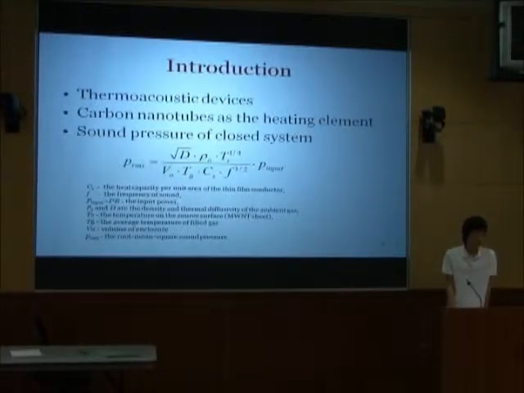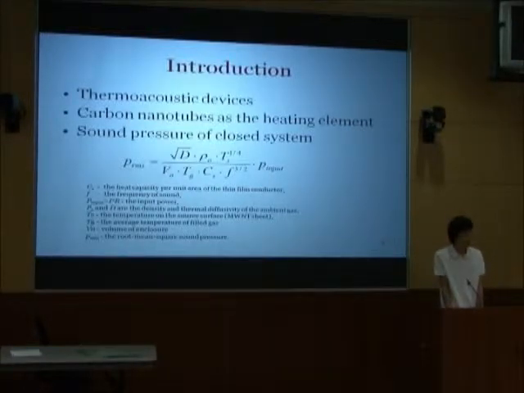So, carbon nanotubes as the heating element. If you run an AC sinusoidal current through carbon nanotubes, because of their nano size and because they have the ability to heat up and cool down very rapidly, it'll generate a sound wave. The multi-wall nanotube sheet that we use is about 20 microns thick.